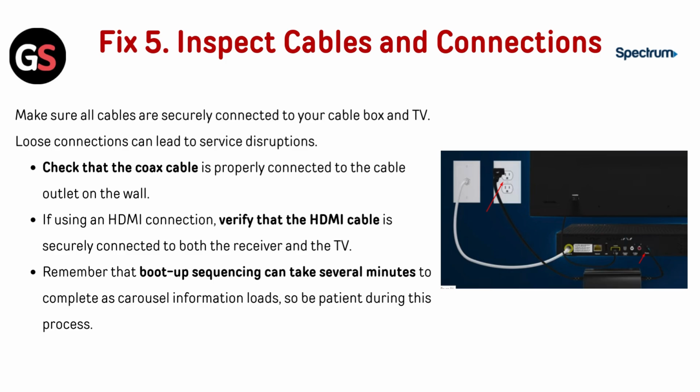Fix 5. Inspect cables and connections. Make sure all cables are securely connected to your cable box and TV. Loose connections can lead to service disruptions. Check that the coax cable is properly connected to the cable outlet on the wall. If using an HDMI connection, verify that the HDMI cable is securely connected to both the receiver and the TV.